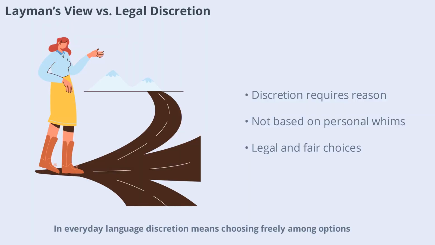In everyday language, discretion means choosing freely among options, even whimsically. However, administrative discretion is different. Here, choices must be made with reference to rules of reason and justice, not personal desires. This ensures that decisions are not arbitrary or fanciful, but are grounded in legality and fairness. The complexity arises because while discretion is necessary for effective governance, unchecked discretion can lead to misuse. The solution lies in tightening procedures, not abolishing discretion altogether.